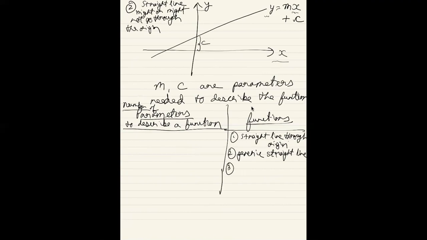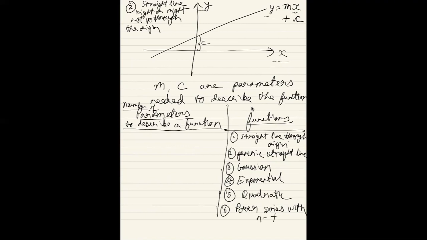Number three, a Gaussian. And you can look up on the internet to see what a Gaussian is. And we will be talking about Gaussian and all these other functions in detail next time. Number four, an exponential. Number five, a quadratic. Number six, a power series with n terms.